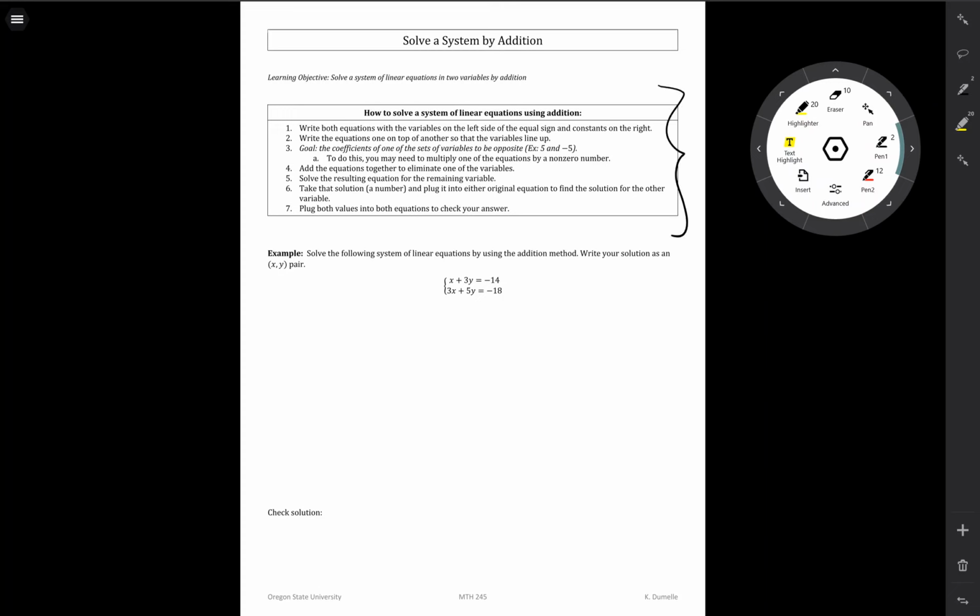Our first step is to write both equations with the variable on the left side of the equal sign and the constants on the right. So let's look at this example right here to see if this first step is already taken care of for us. We want to write both equations with the variables on the left side of the equal sign and the constants, or the numbers, on the right side. Well, in this case, we are good to go. We already have our equations set up like this, so step 1 is complete.